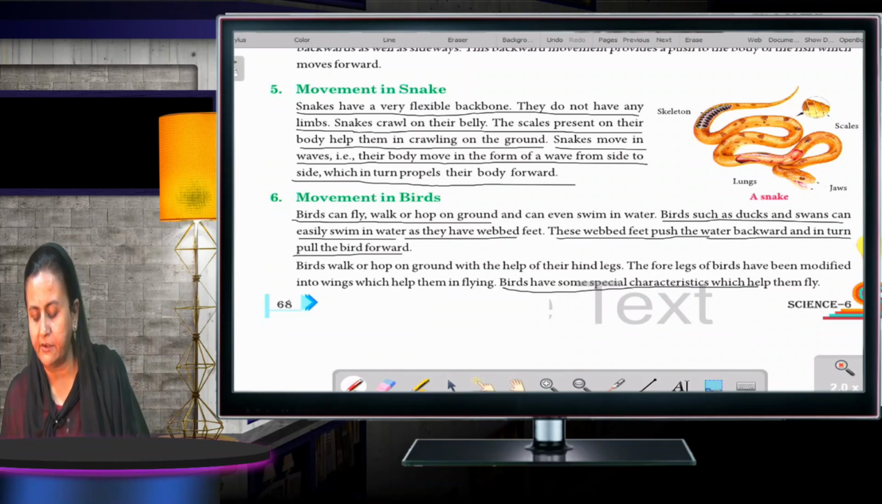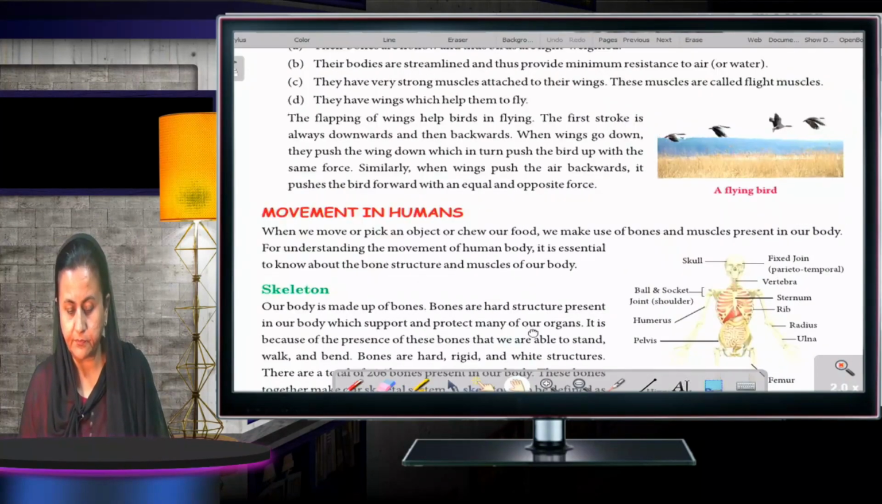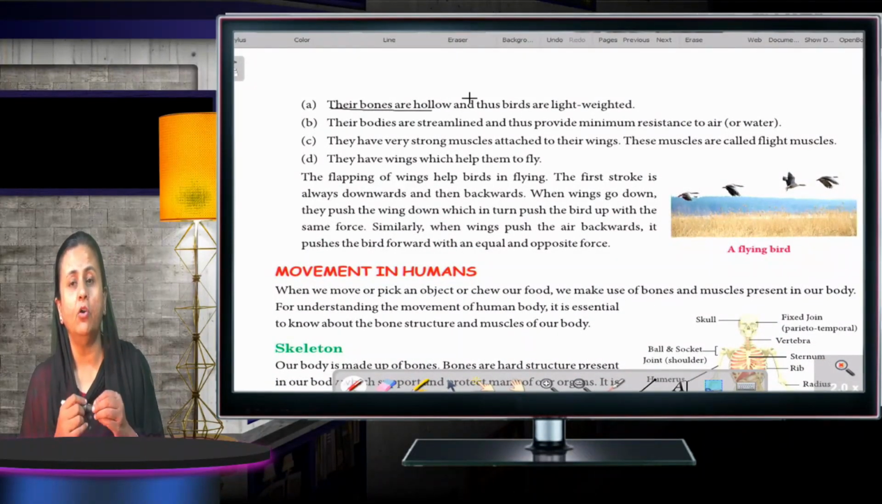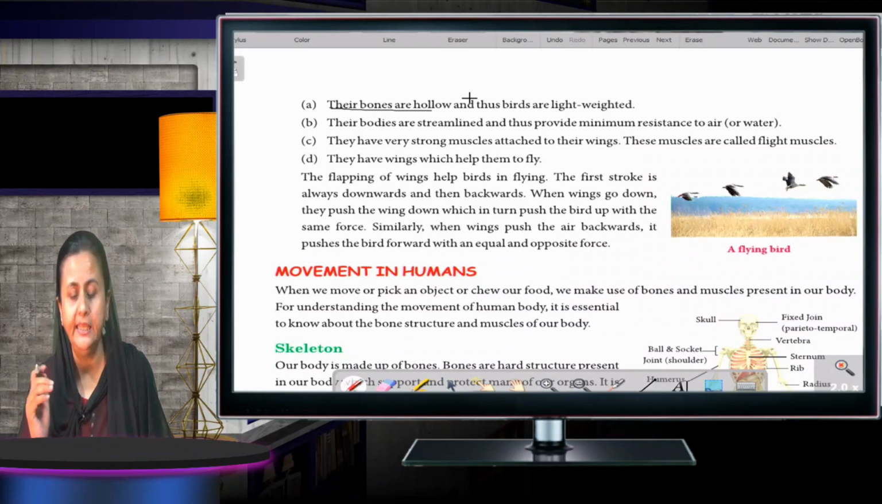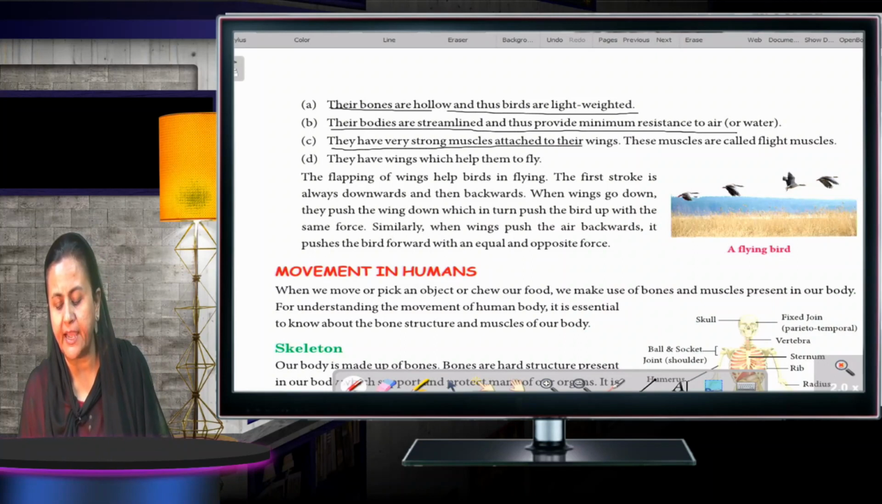Birds have some special characteristics which help them to fly. I will tell you about those characteristics now. You can see on your screens also. The first is their bones are hollow. Hollow means nothing inside the bone. That makes the body of the bird very light, because if the body is going to be light, they would be able to fly easily. Thus birds are lightweight. Their bodies are streamlined and thus provide minimum resistance to air. They have very strong muscles attached to their limbs and they have wings which help them to fly.